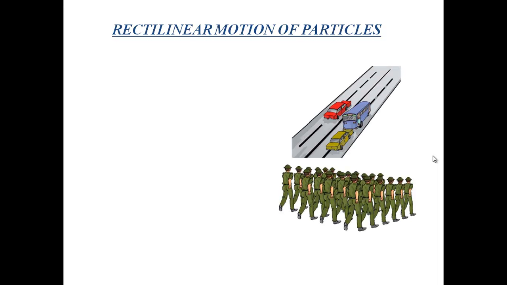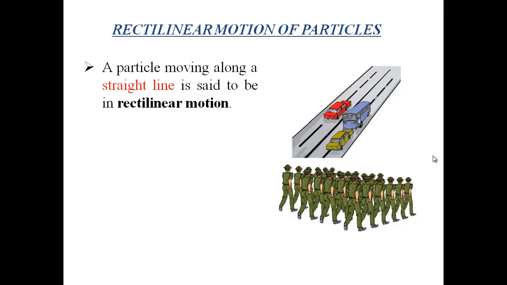You can see that objects are moving in a straight line. You can see the bus and cars moving in a straight line, and similarly in the diagram below you can see the dollar walking in the same linear direction. A particle moving along a straight line is said to be in rectilinear motion.